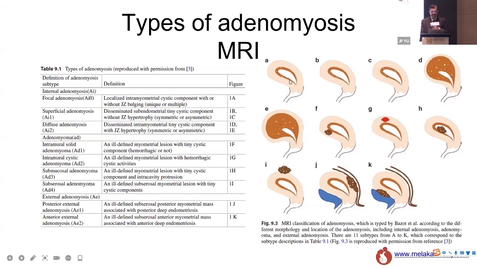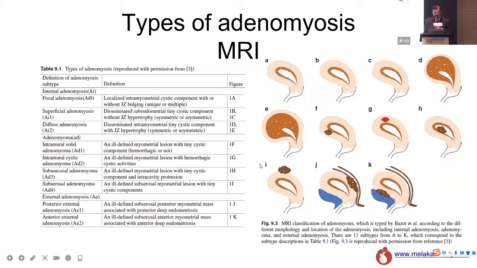You can see that there's A, B, C, D, E. These are called internal adenomyosis. The adenomyosis actually starts from the center of the cavity and moves outwards. This is one of the pathophysiologies of adenomyosis, where it starts from inside, moving out into the myometrium. And this is the type that is described as internal adenomyosis.